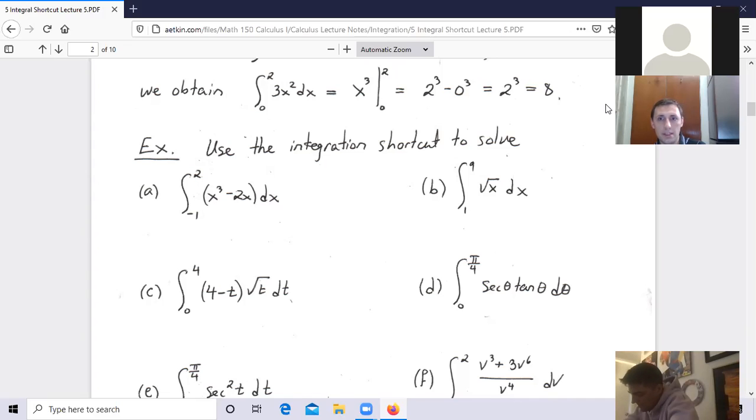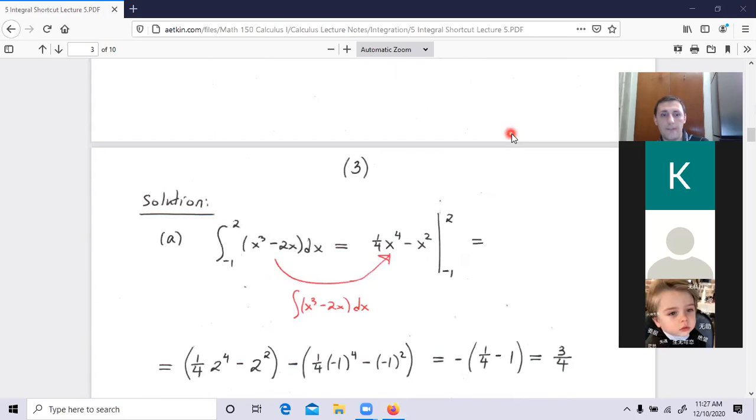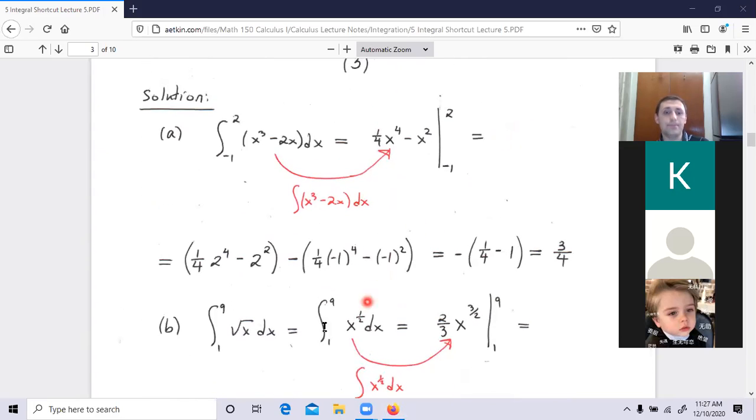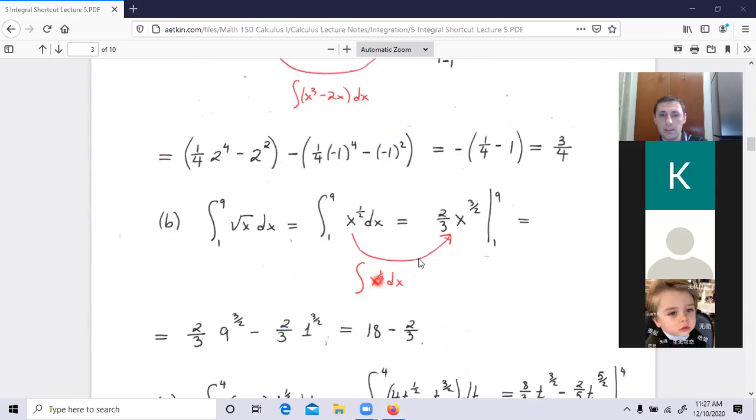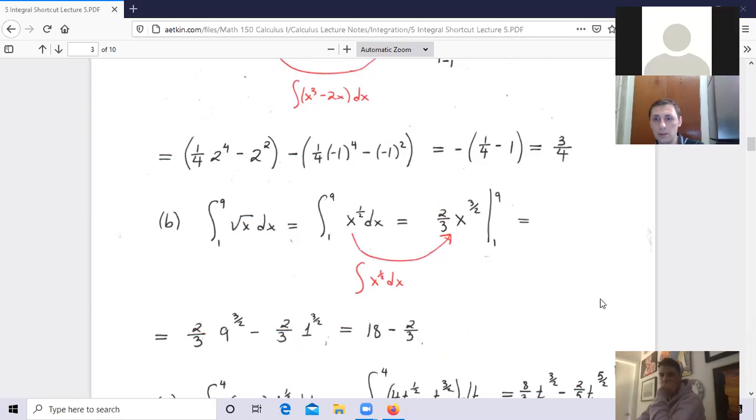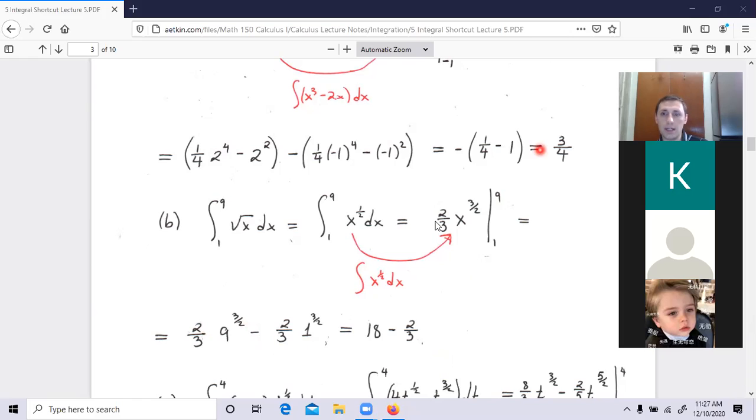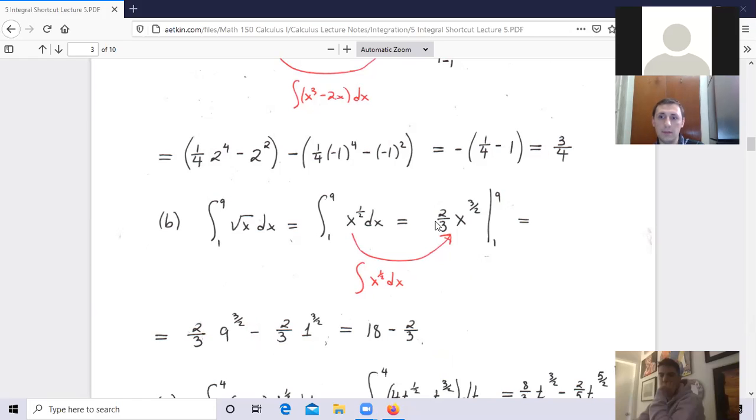Okay, let's see what it is, guys. Very simply, for B, I take the integral from 1 to 9 of x to the 1/2. I need to find the antiderivative of x to the 1/2. Well, it's x to the 3/2 times 2/3. Do you agree? And then I plug in 9 and I plug in 1. So the answer is 18 minus 2/3. Good? Do you understand what's happening, guys? The main point is, can you find the antiderivative fast? And can you see that you plug in the top number and then subtract, plugging in the bottom number?